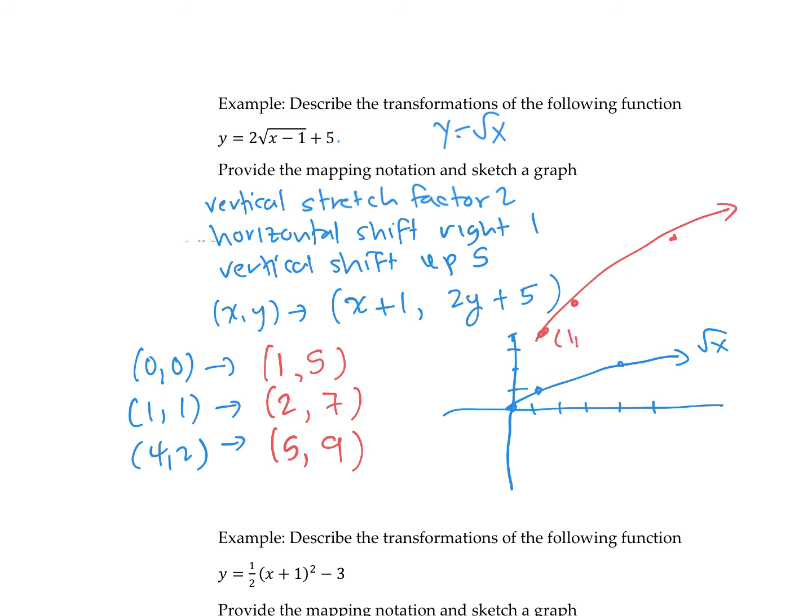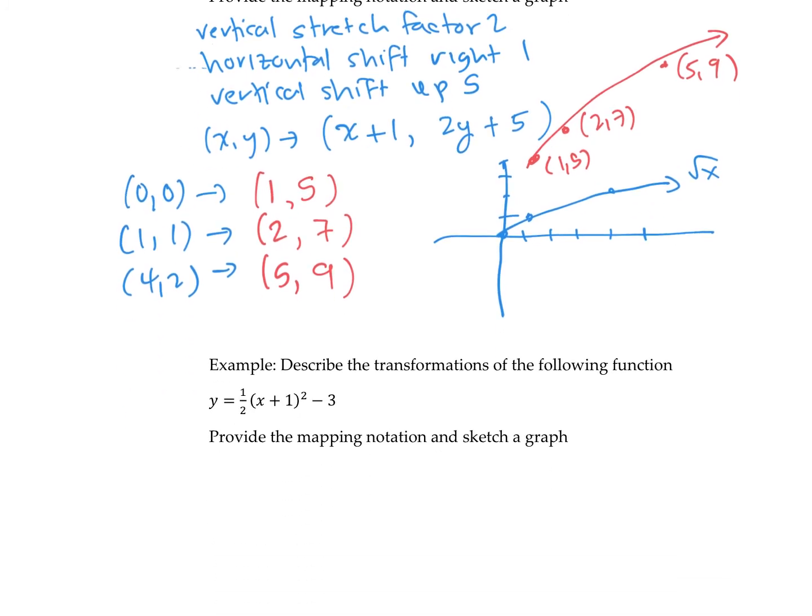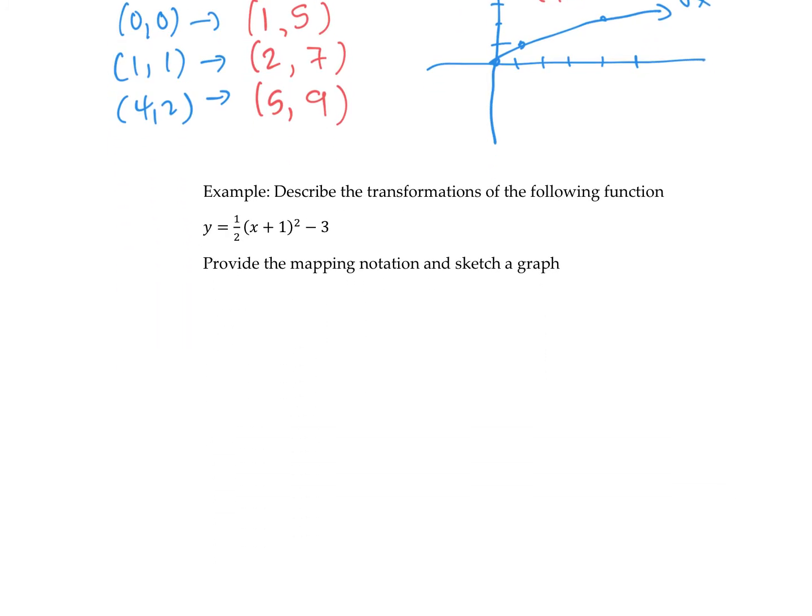So this point is (1, 5), this point is (2, 7), this point is (5, 9). And that is my transformed image. Okay, in this question we have a parent function of x squared. So what does the half do?